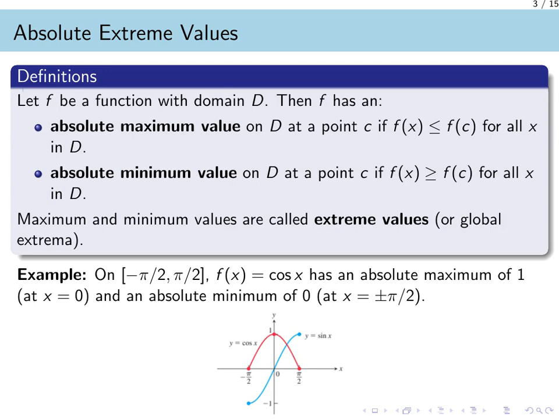For example, consider the function f of x equals cosine of x on the closed interval from negative pi over 2 to positive pi over 2. Its absolute maximum value is 1, which occurs at x equals 0. Its absolute minimum value is 0, which it reaches at two locations, x equals plus or minus pi over 2. Notice we distinguish between the extreme value itself and the point where it occurs. The essential idea is that absolute extrema are the single highest and lowest outputs a function can produce.